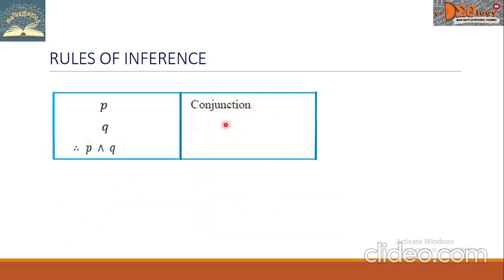Then we have conjunction. We have here two premises followed by conclusion. First premise, P. Second premise, Q. Conclusion is P and Q.